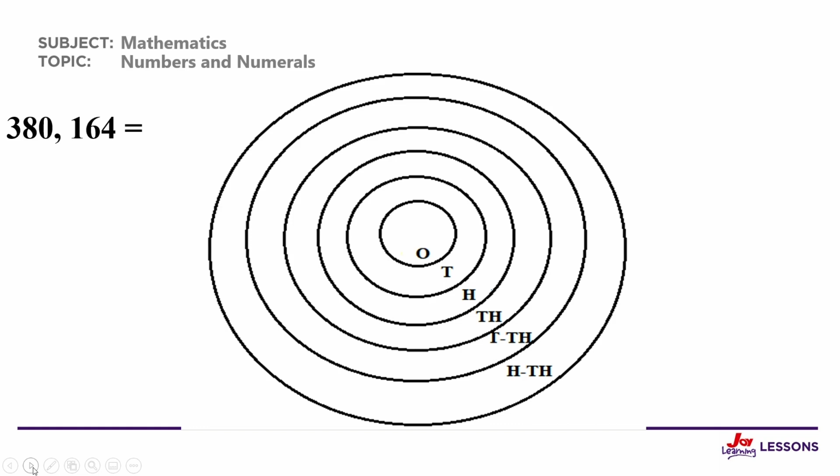So let us all do it together, learners. Good. So we begin from the ones. Now we have our 4. Our 4 is being represented or written under ones. Therefore, we are going to put 4 of the marbles in ones.